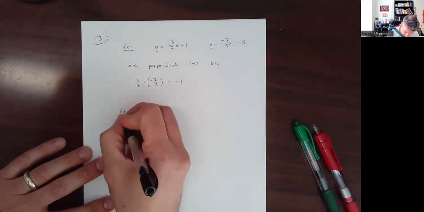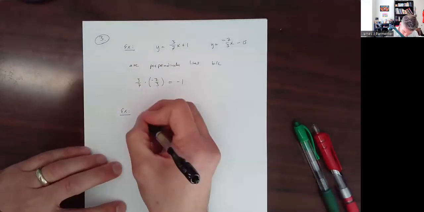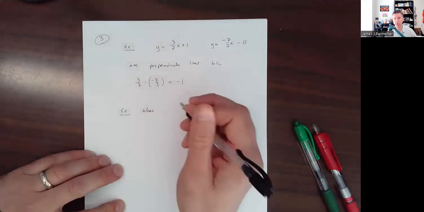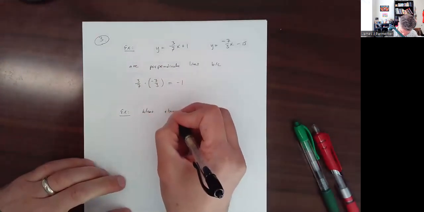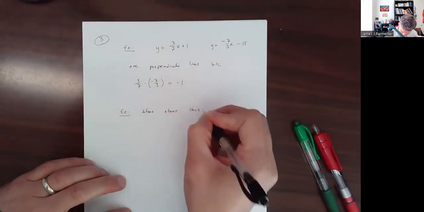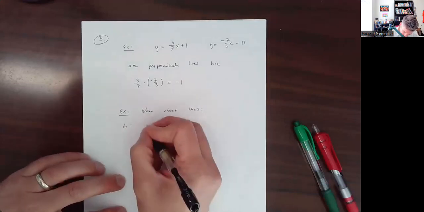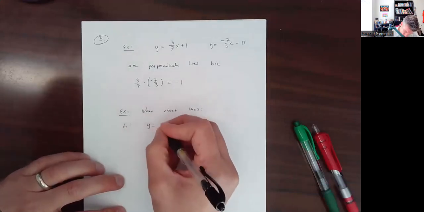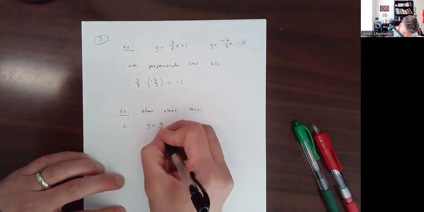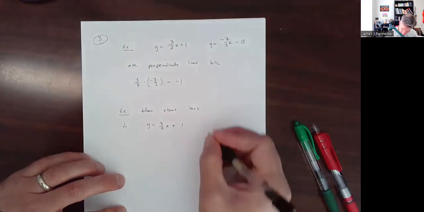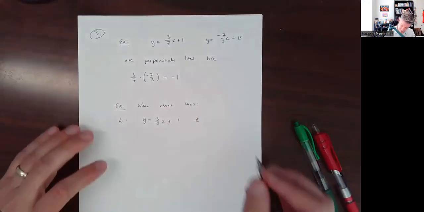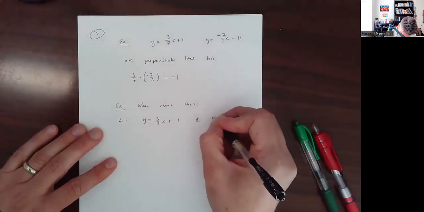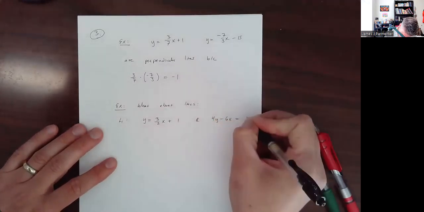Or for example, let's actually look at the example. So what about the following two lines? The question will probably be phrased as, are the following lines parallel, perpendicular, or neither? So what about the lines L1 given by y equal to 3/2 x plus 1, and line 2 given in not the standard way. Let's do it as 4y minus 6x equal to 5.